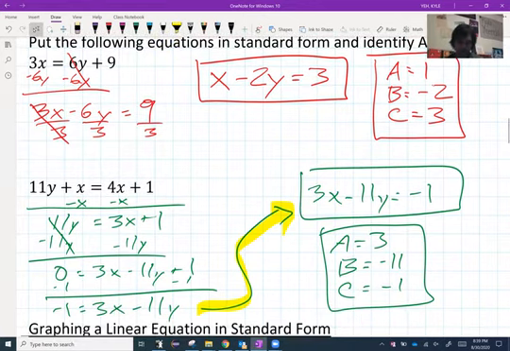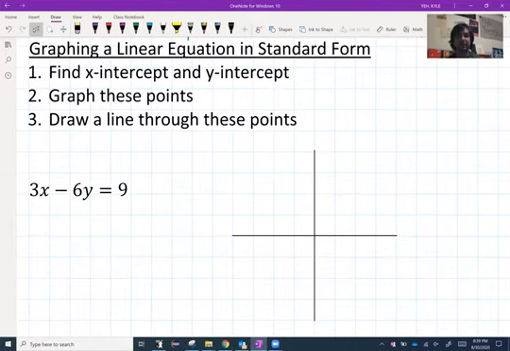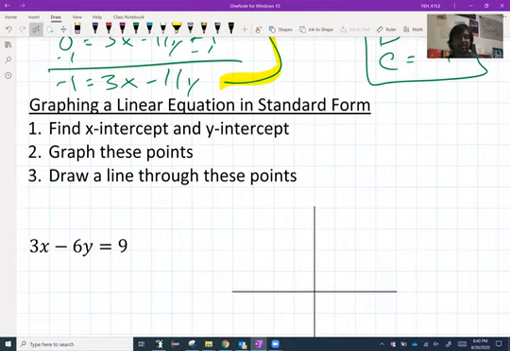There's really only one other thing for us to talk about in this section at this point, and that is how do we graph a linear equation that is in standard form? I'm going to put it in the center of the screen. You see I have a 3-step method there. Step 1 is find the x-intercept and the y-intercept, which I'll be showing you how to do in just a second. Step 2, graph those points, and step 3, draw a line through those points. So step 1, how do we find the x and y intercepts?